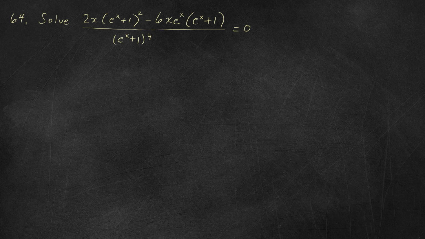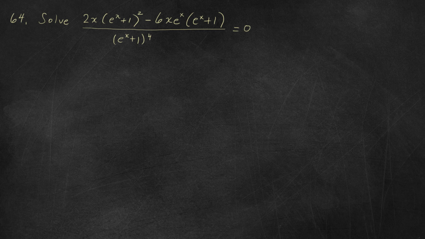Number 64, solve 2x times the quantity e to the x plus 1 squared minus 6x e to the x times the quantity e to the x plus 1 all over the quantity e to the x plus 1 raised to the power 4 equals 0. Well, the only time a fraction is equal to 0 is when its numerator is 0 and denominator is not. In this case, the denominator would never equal 0 anyway. e to the x is strictly positive, and so adding 1 and then raising it to the power 4, it's still going to be positive.